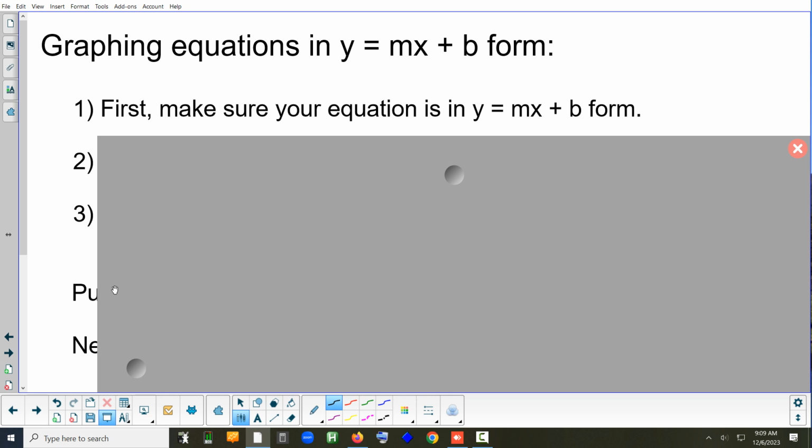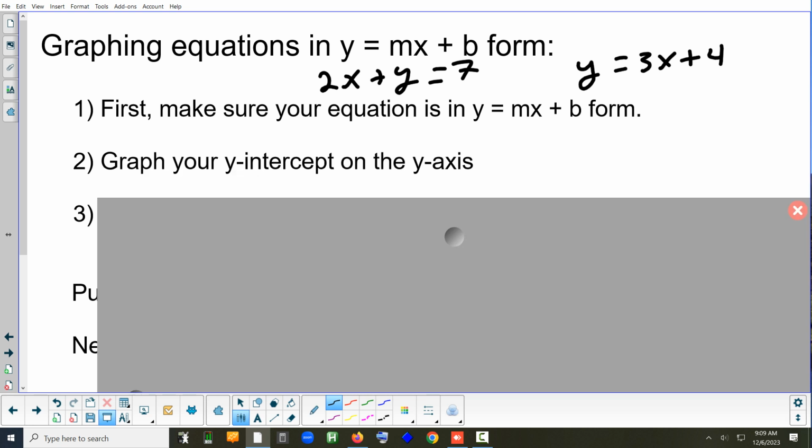If you had something like y equals 3x plus 4, well, that's perfect. That's exactly what you're looking for. If you had something like 2x plus y equals 7, well, that's not what we're looking for. We would have to fix it so the y is by itself first by subtracting the 2x to the other side. So that's the first thing. Make sure it's in y equals mx plus b.